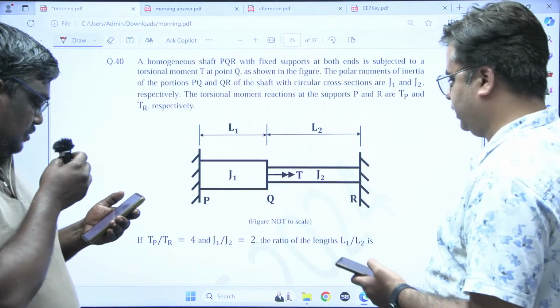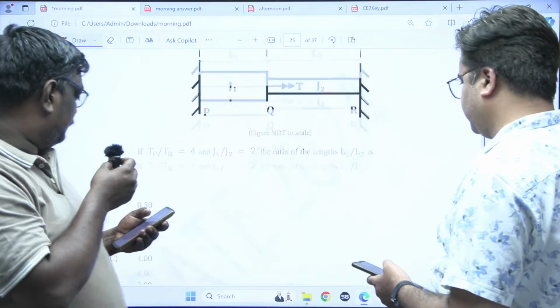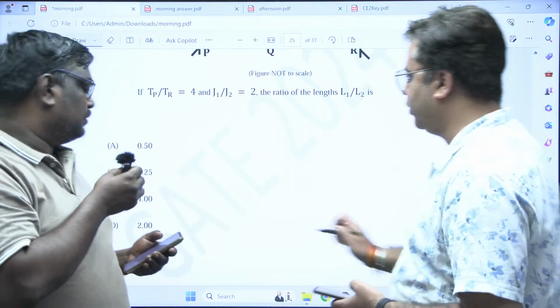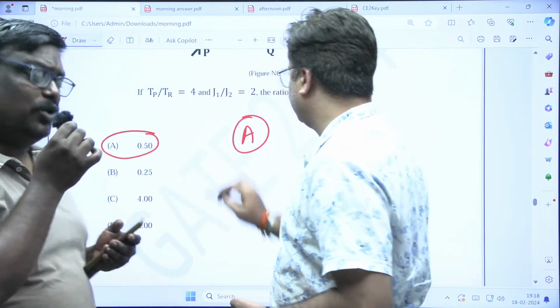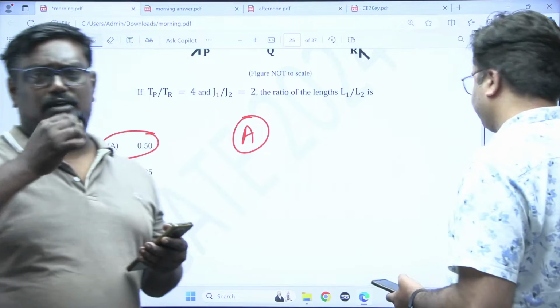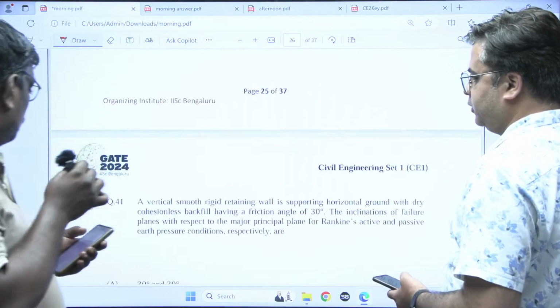41, 1/2, I think. 40 is A, which is 0.5. Yeah, 0.5. It is a question related to torque, and sir has explained how to calculate the angle of twist and all. So next is this question.